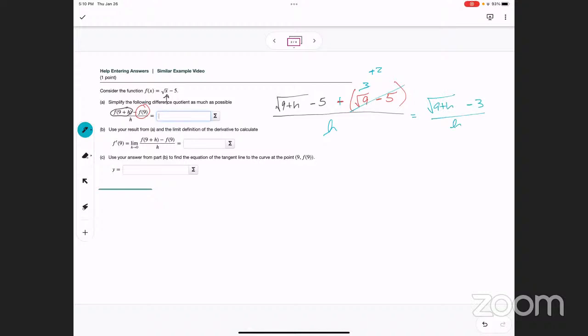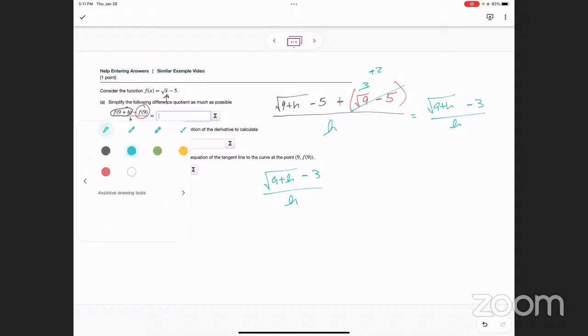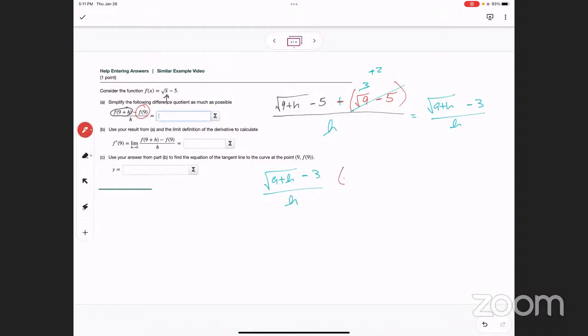Now, you might think, well, that looks simplified to me. Well, it is simplified, but you can actually simplify it even more by multiplying the top and bottom by what's called the conjugate of that top. And the conjugate is you just flip the sign. If it was a negative sign, you make it a positive sign. If it was a positive, you make it a negative. But you can't just multiply that on the top, obviously. You also have to multiply it on the bottom to keep the integrity of the problem.